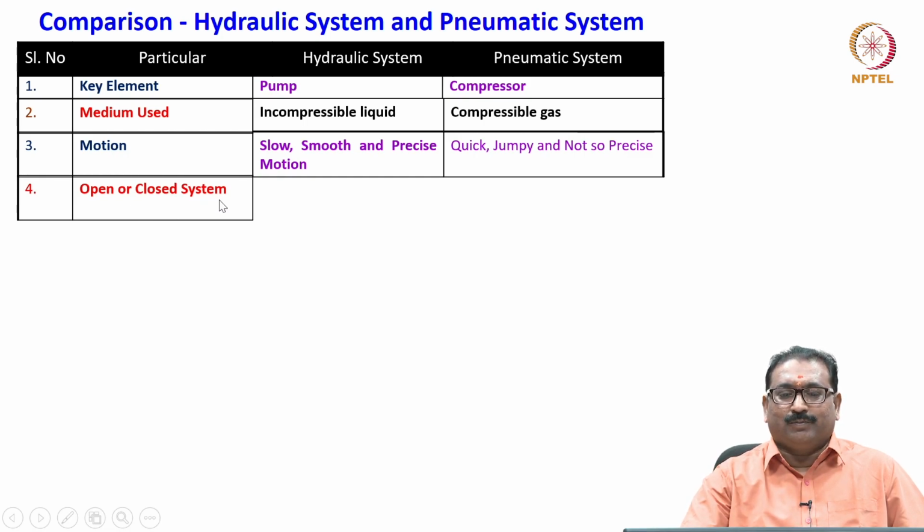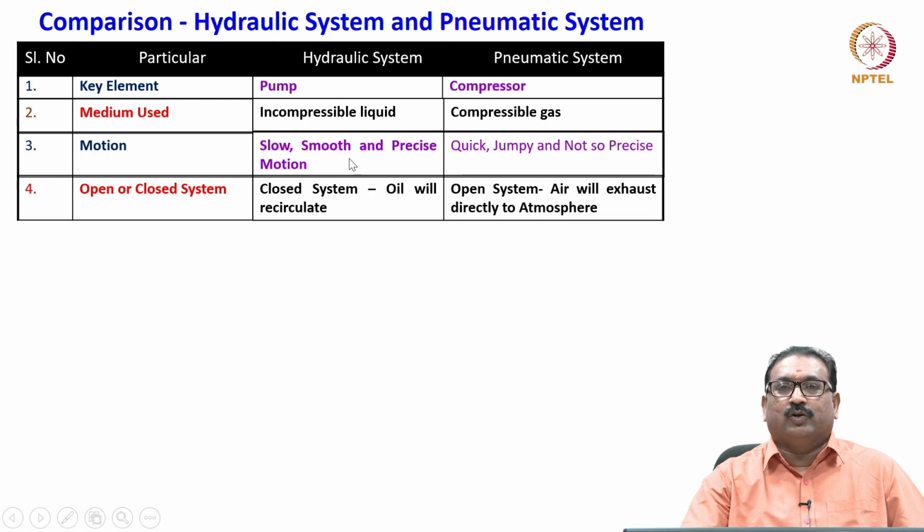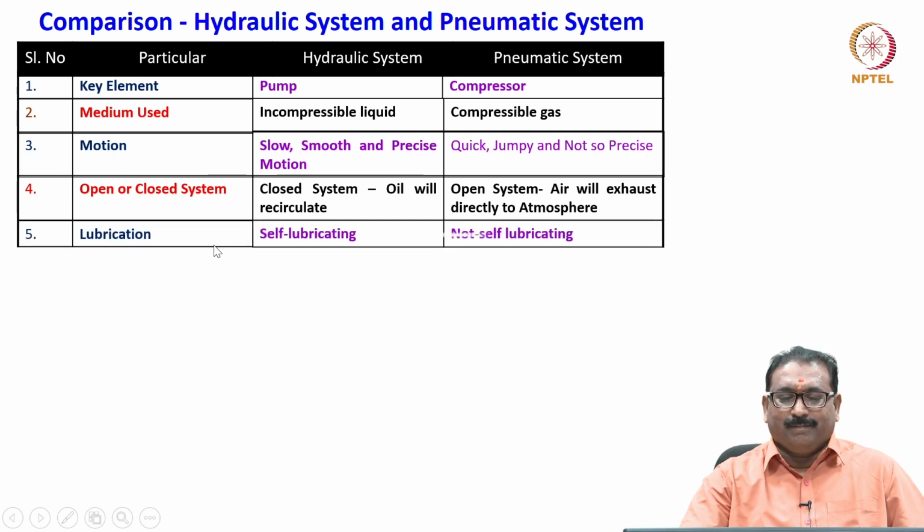Open loop or closed loop? Yes, hydraulic systems are closed loop because oil will recirculate back to the tank. But pneumatics are an open system, because air will exhaust directly to the atmosphere after doing the work. Then lubrication. Hydraulics are self-lubricating because mineral oils or petroleum based fluids that we are using are self-lubricating. But in pneumatics, dry and clean air is required. That is not self-lubricating.